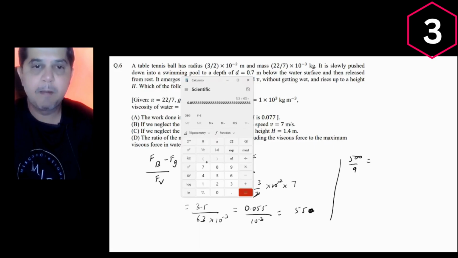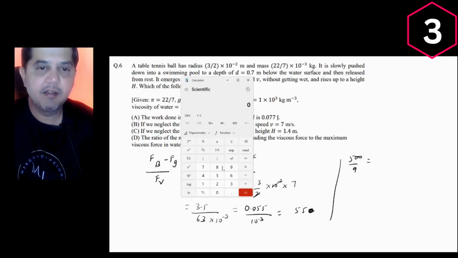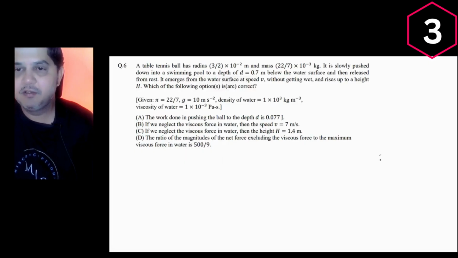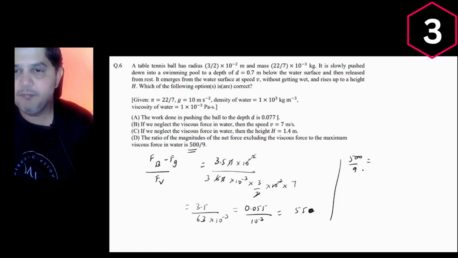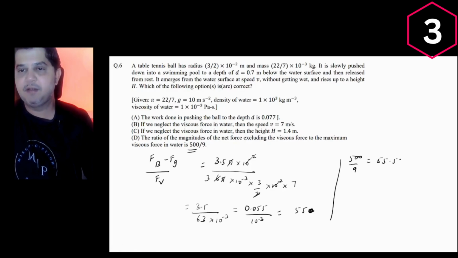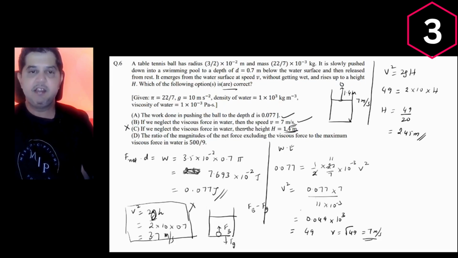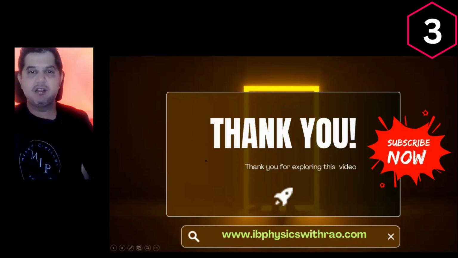500 divided by 9. 55.55. Right? So this is once again 55.55. So anyway, this value matches with this value, and hence this is also correct. So A, B, and D are correct, and C is incorrect, right? So this is what we call IIT problems.